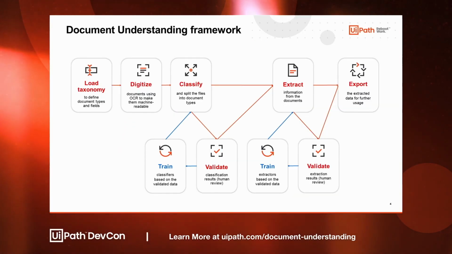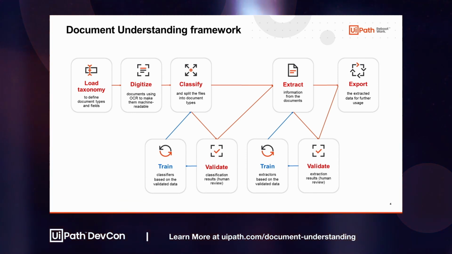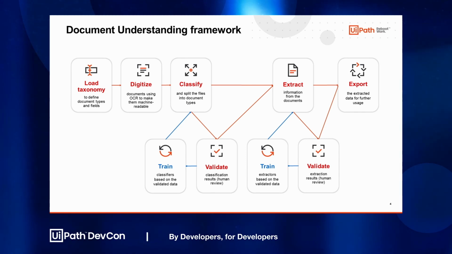In summary, this is how the framework looks. Most steps are optional, but for the sake of completion, we'll review each one in a bit of detail. First, we define and load a taxonomy. The taxonomy means the definition of all document types that we want to process and all the data that we want extracted from each document type.